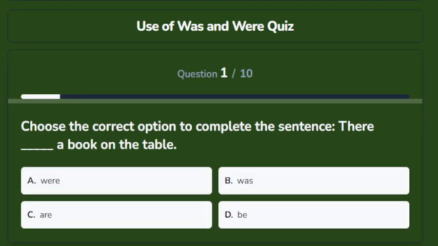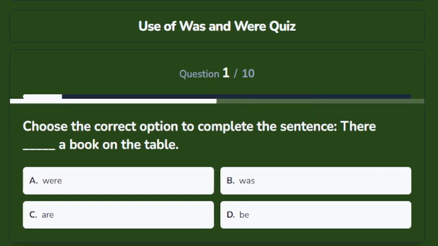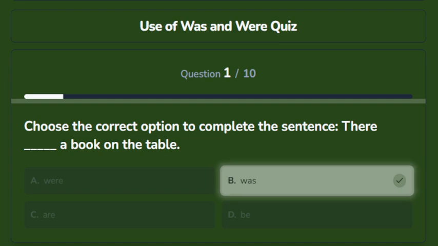Question number 1. Choose the correct option to complete the sentence. There blank a book on the table. Options are A were, B was, C are, D be. The correct answer is was.